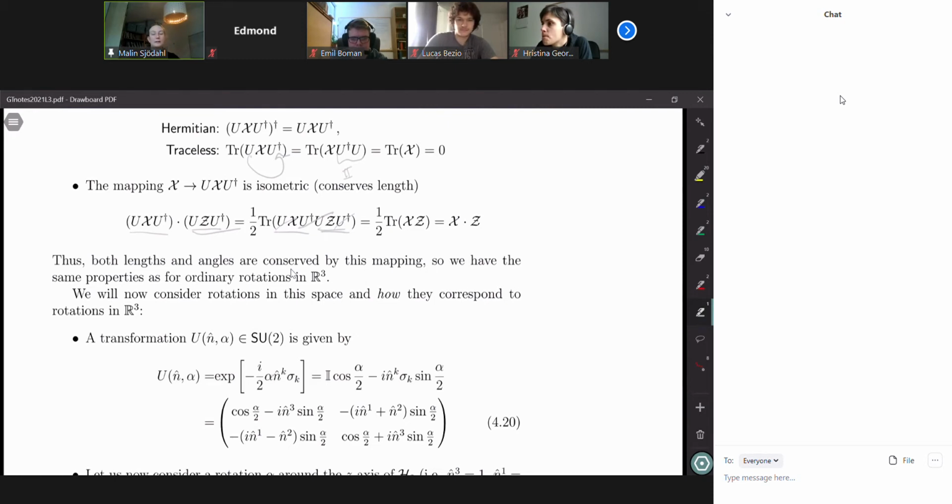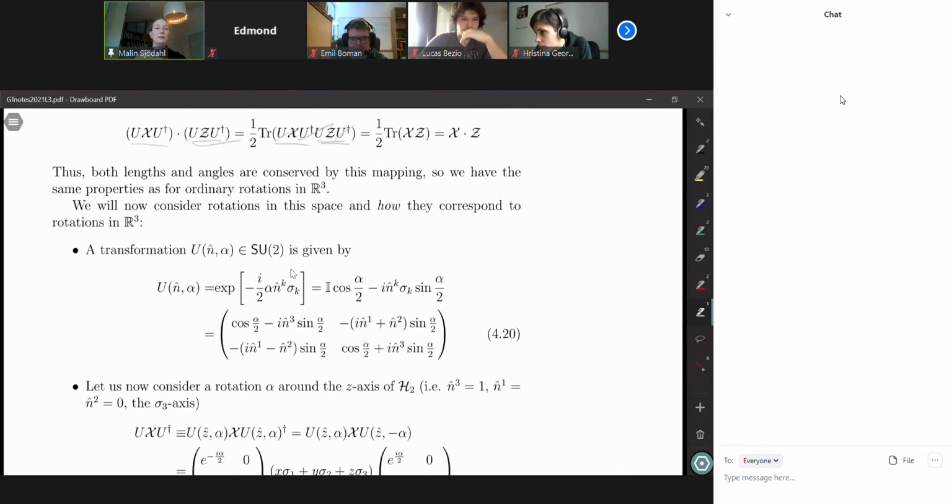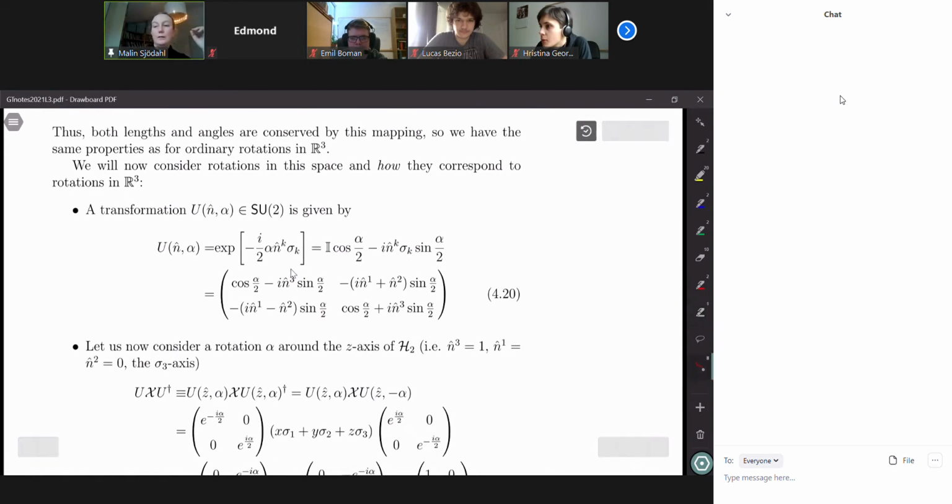Okay, then let's continue. So we will now look into in a bit more detail how this corresponds to the rotations in R3. So we've seen that important properties are conserved, but now we will actually consider the form of the rotations and see what they look like. So we consider a transformation in SU2.